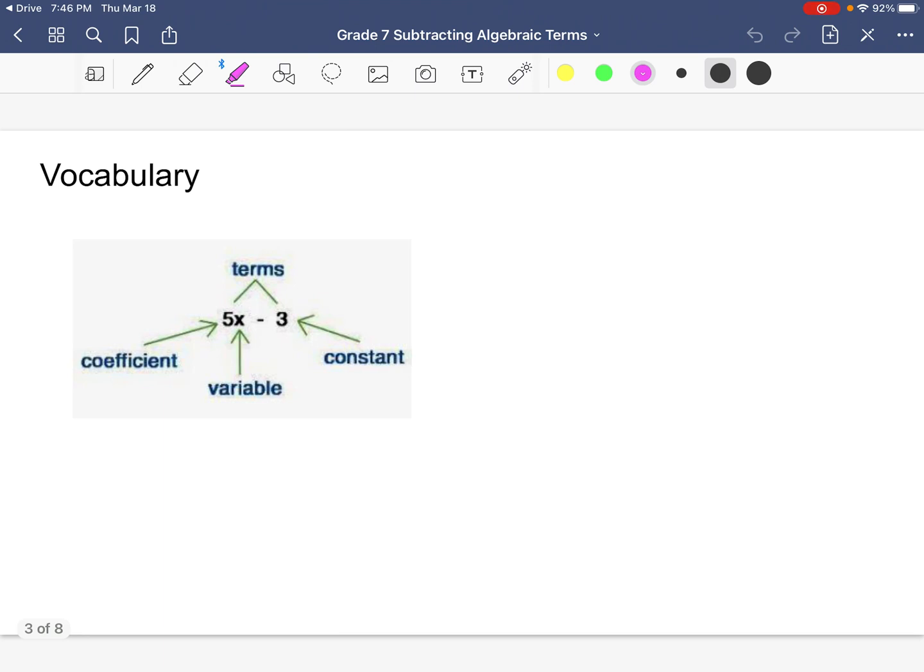And just to recap on vocabulary, 5x minus 3 is the expression here, and 5 is the coefficient of x. X is the variable, so 5 is the number multiplied by x, so 5 is the coefficient. And today we're going to work with coefficients that are fractions and decimals.